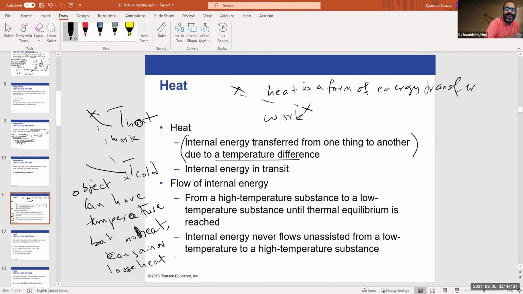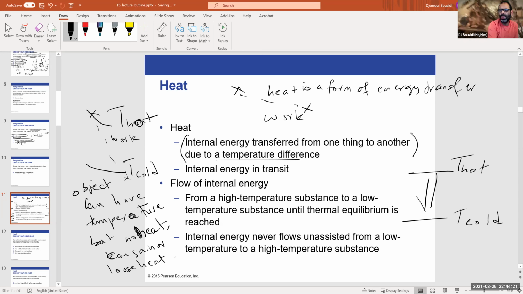Okay. However, heat, if you're going between two different temperatures, heat transfer between the T hot and T cold in this fashion. So if you only have a hot source and a cold source, then heat will go this way. Okay? Uniquely, in this direction and this direction only.